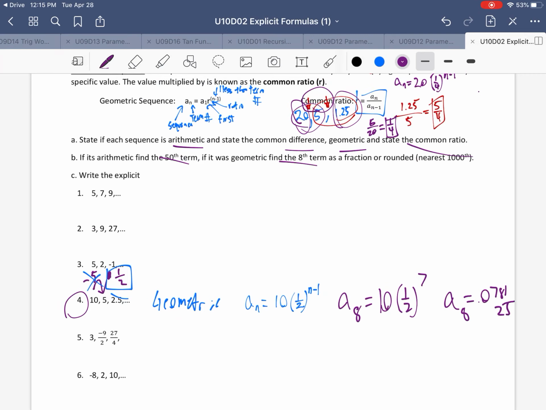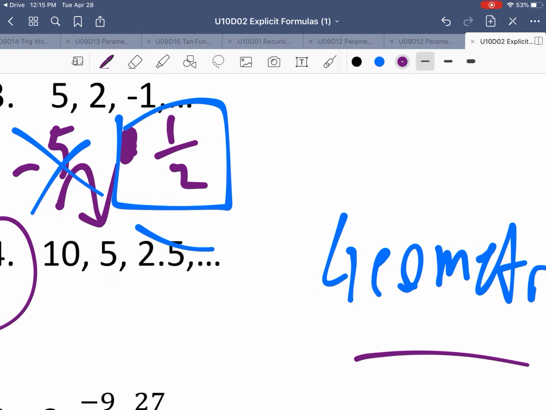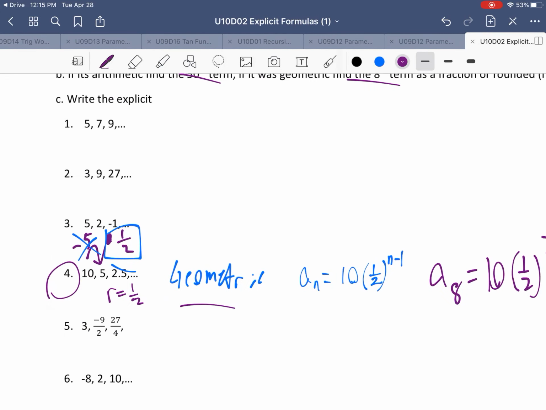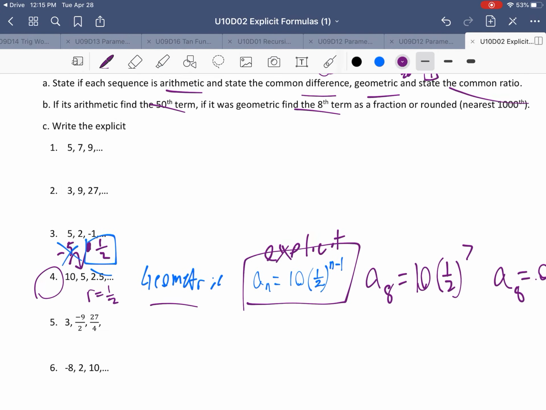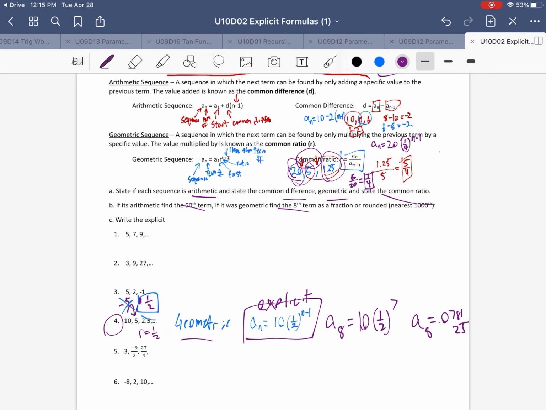But that's all I really want you to do for these problems. So write down the type of sequence it is, identify what the common ratio is, write the formula for it, the explicit formula, and then calculate the 8th or 50th term depending on the problem.